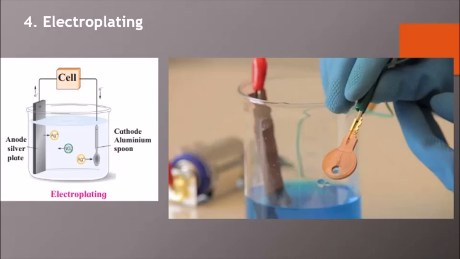Next is electroplating. This is very simple. In this we use a less reactive metal. A less reactive metal is coated on a more reactive metal by the process called electrolysis. For example, silver is plated on a spoon. So we get silver plated spoons and different silver plated plates. Even jewelries are gold plated. So these prevent the corrosion of that particular element.